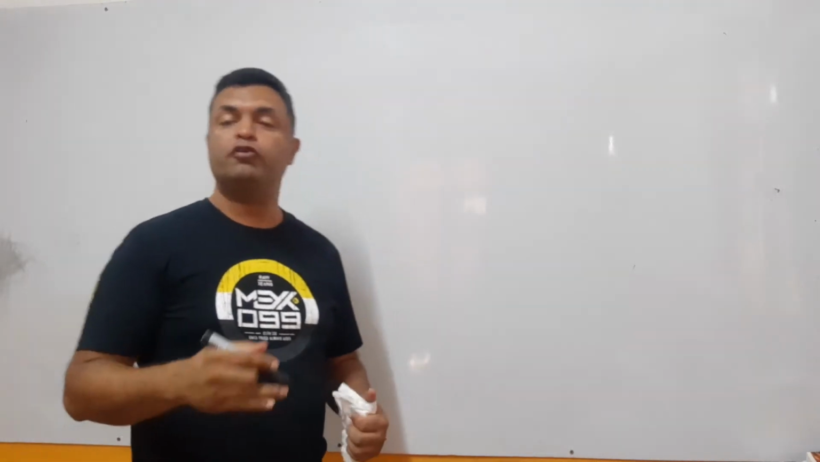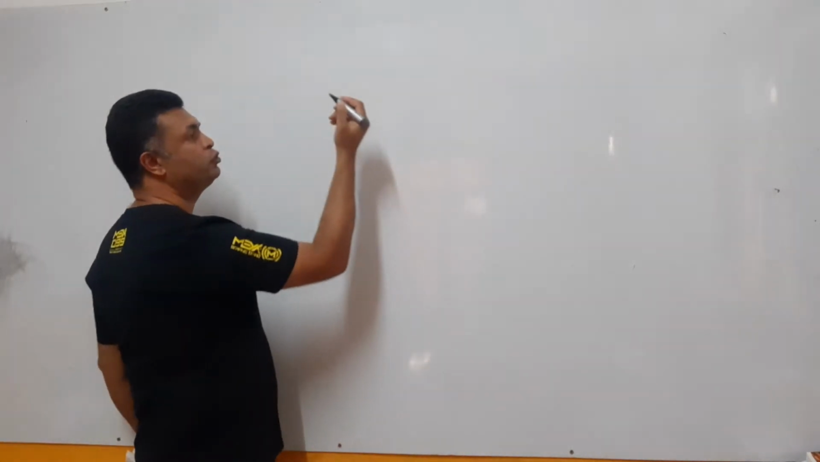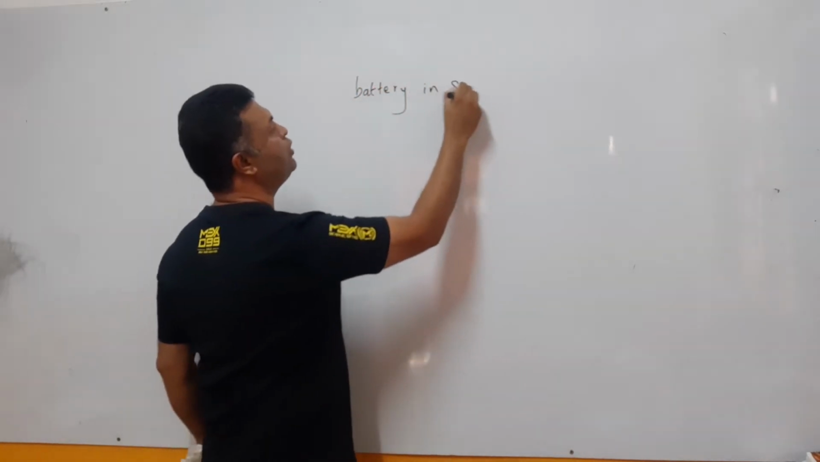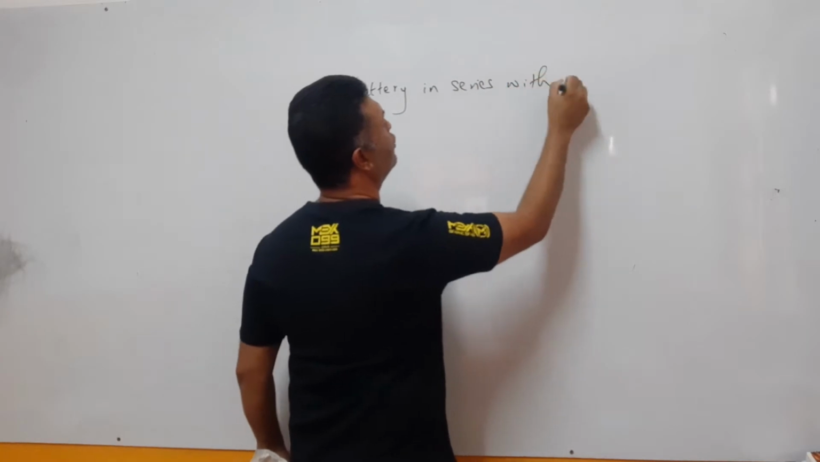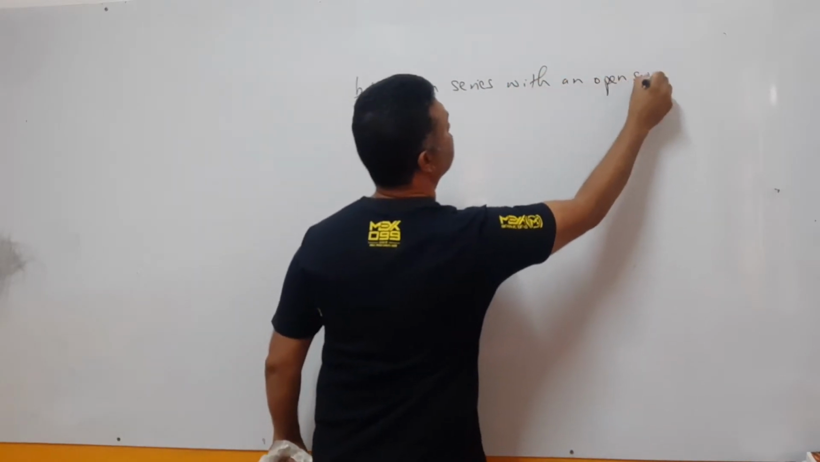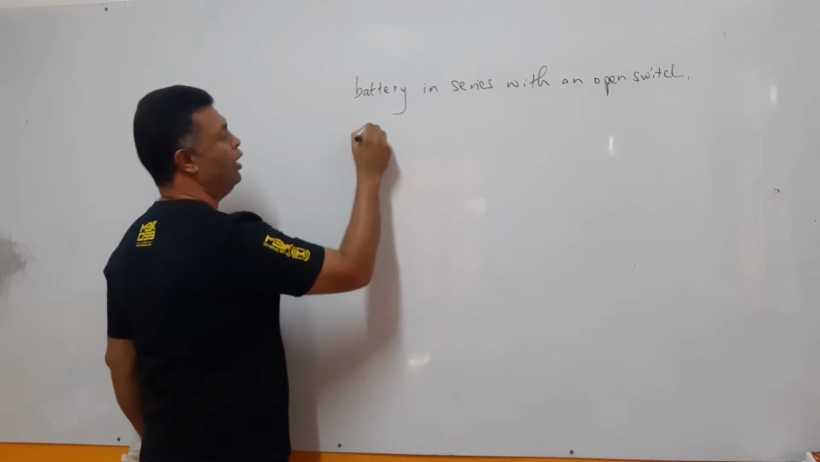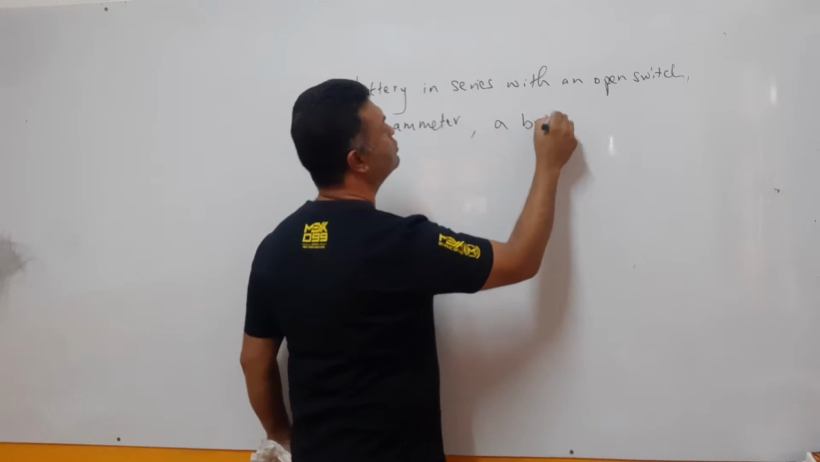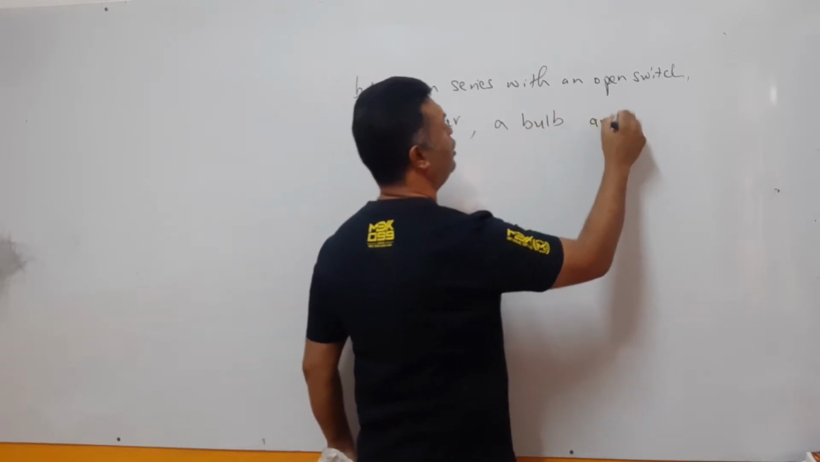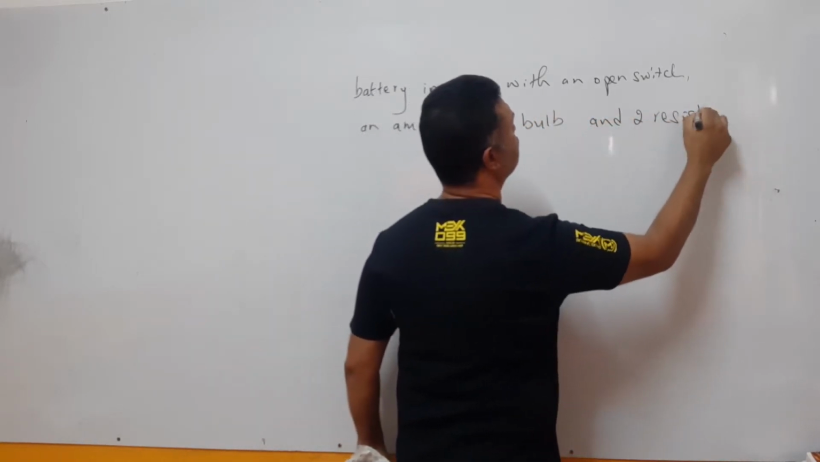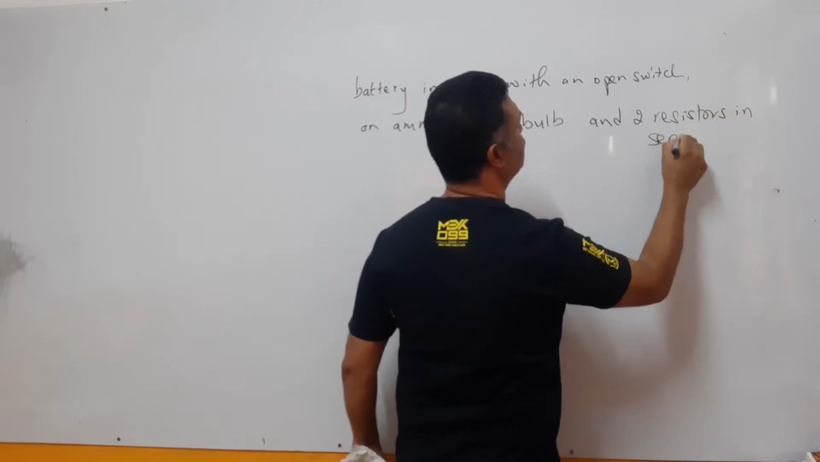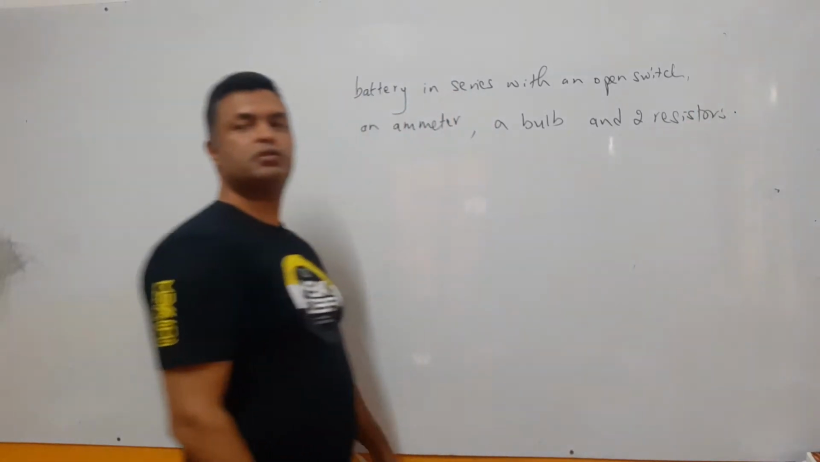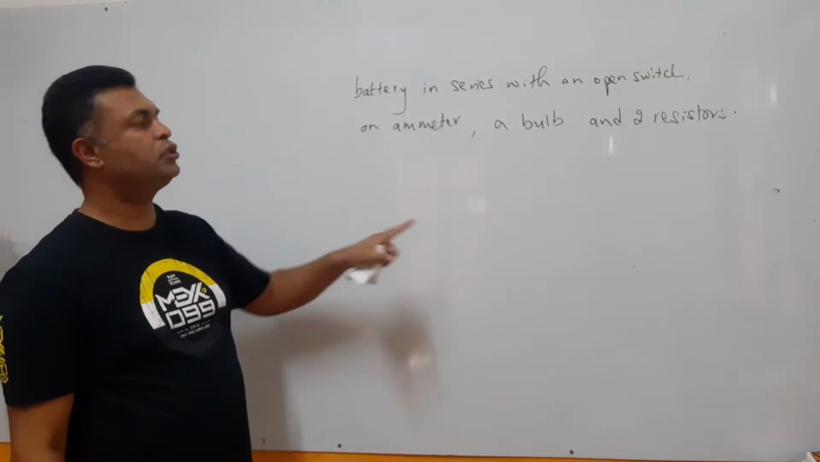We'll take another circuit diagram. Let's say I have drawn a circuit diagram with a battery in series with an open switch, an ammeter, a bulb, and two resistors in series. All these components should be in series.